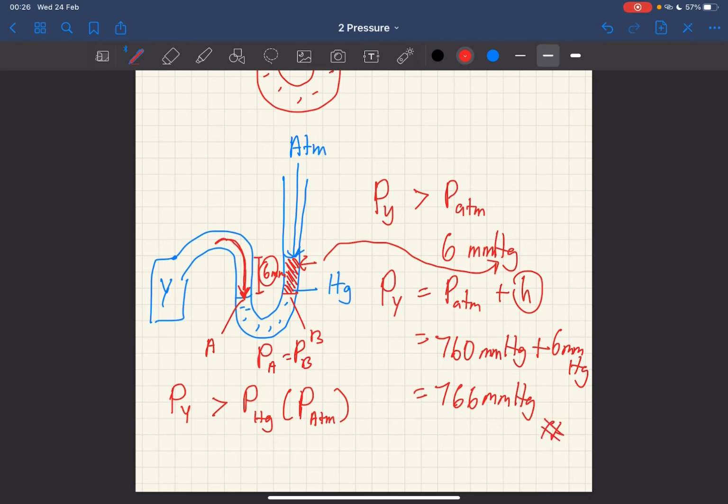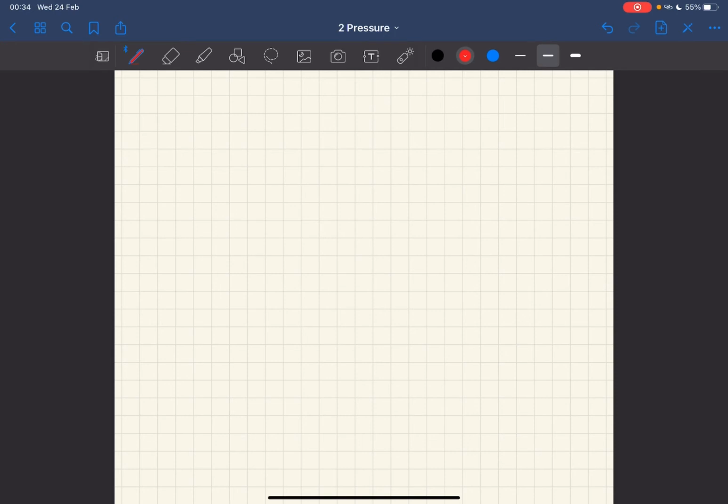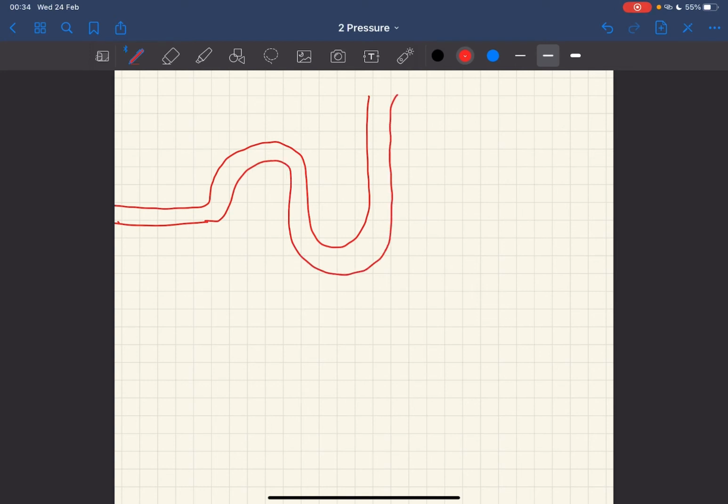Okay? Another example. Let's see. We have this manometer.